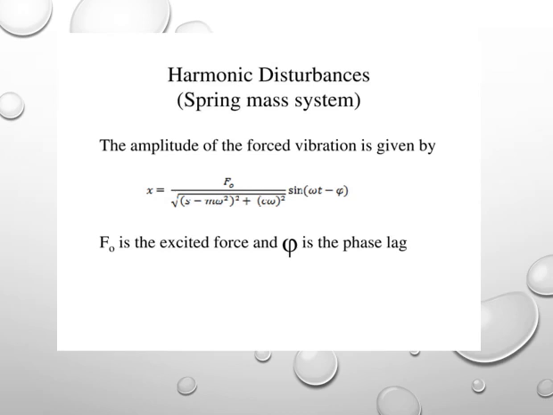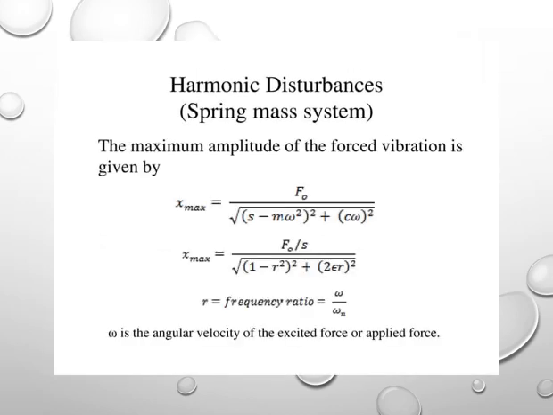The amplitude of the forced vibration is given by x equal to F0 by square root of (s minus m omega square) the whole square plus (c omega) the whole square, into sin(omega t minus phi). Here F0 is denoted as the excitation force and phi is denoted as the phase lag.